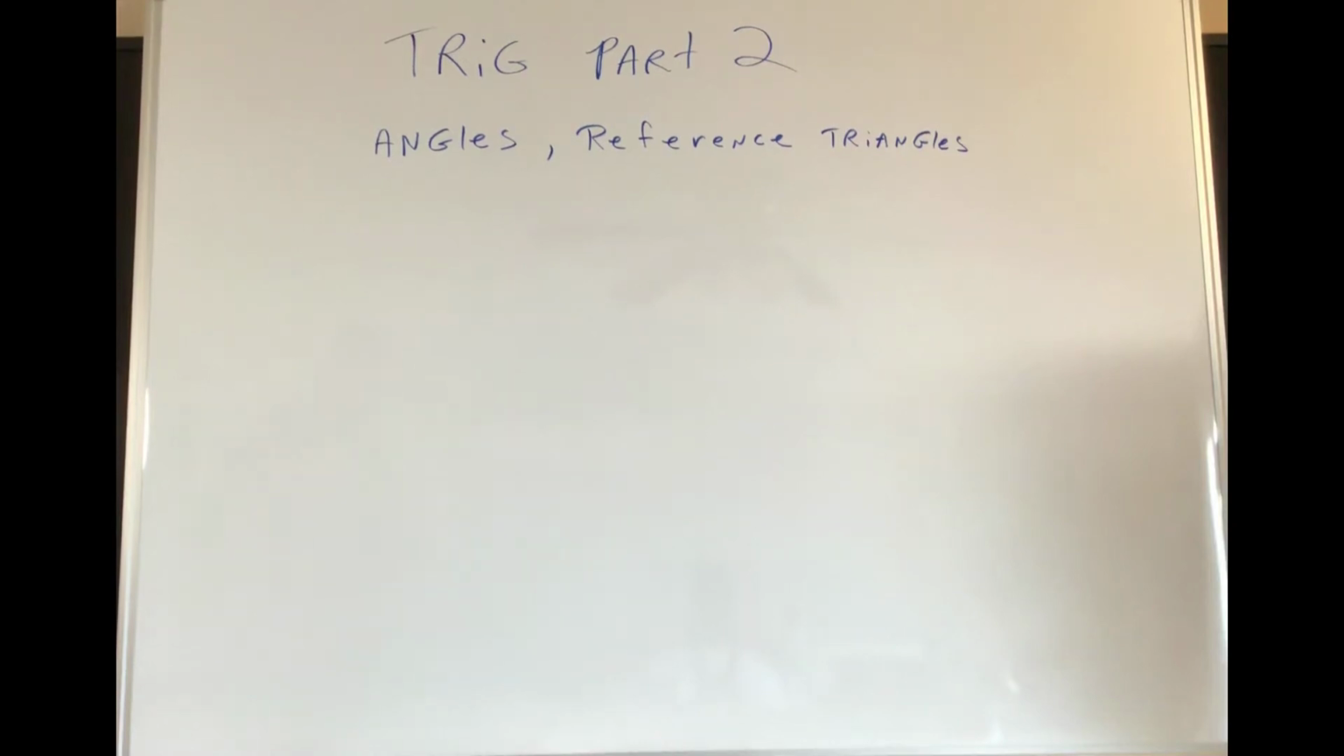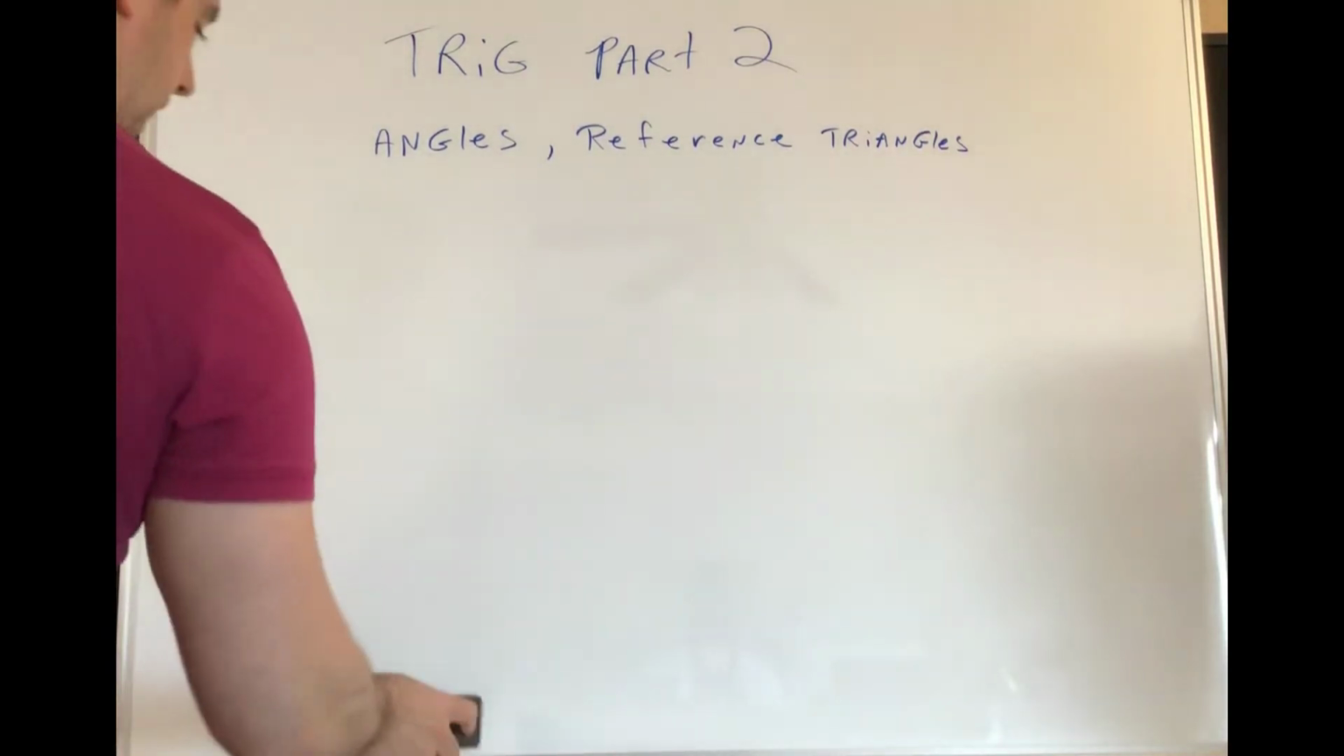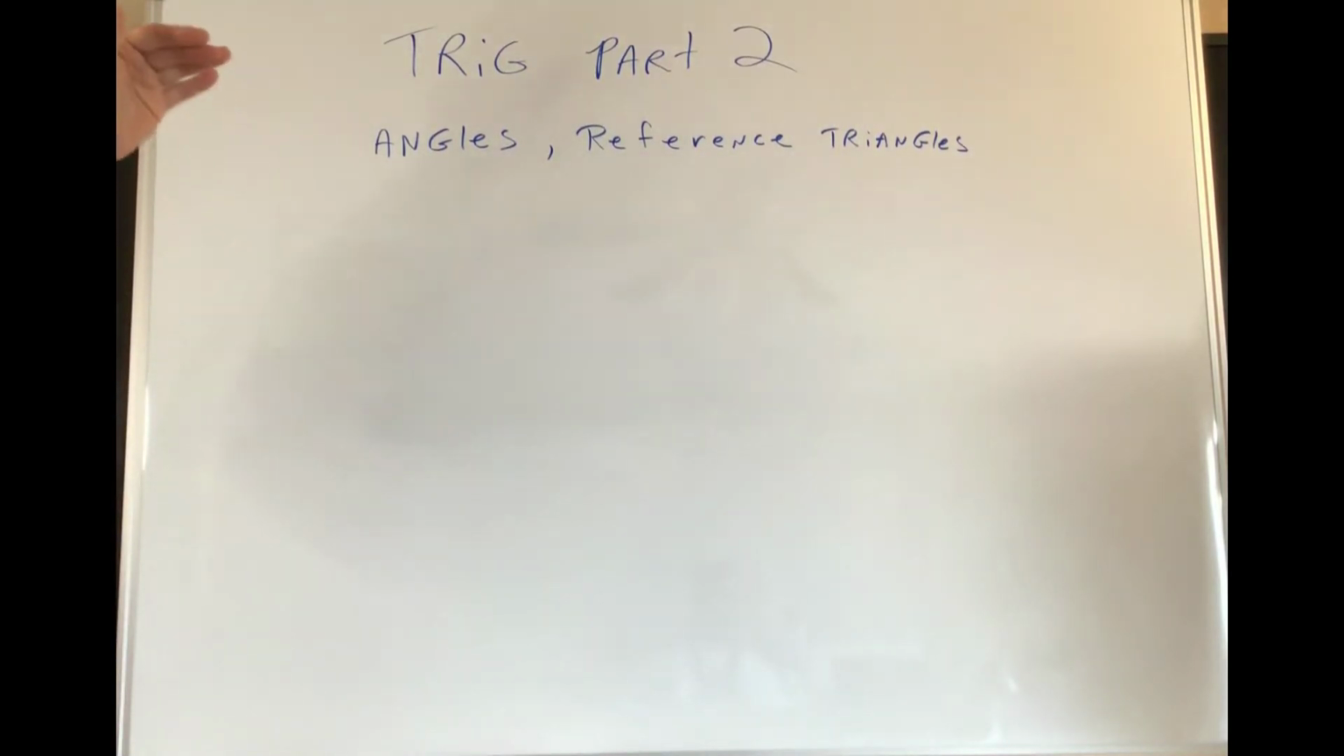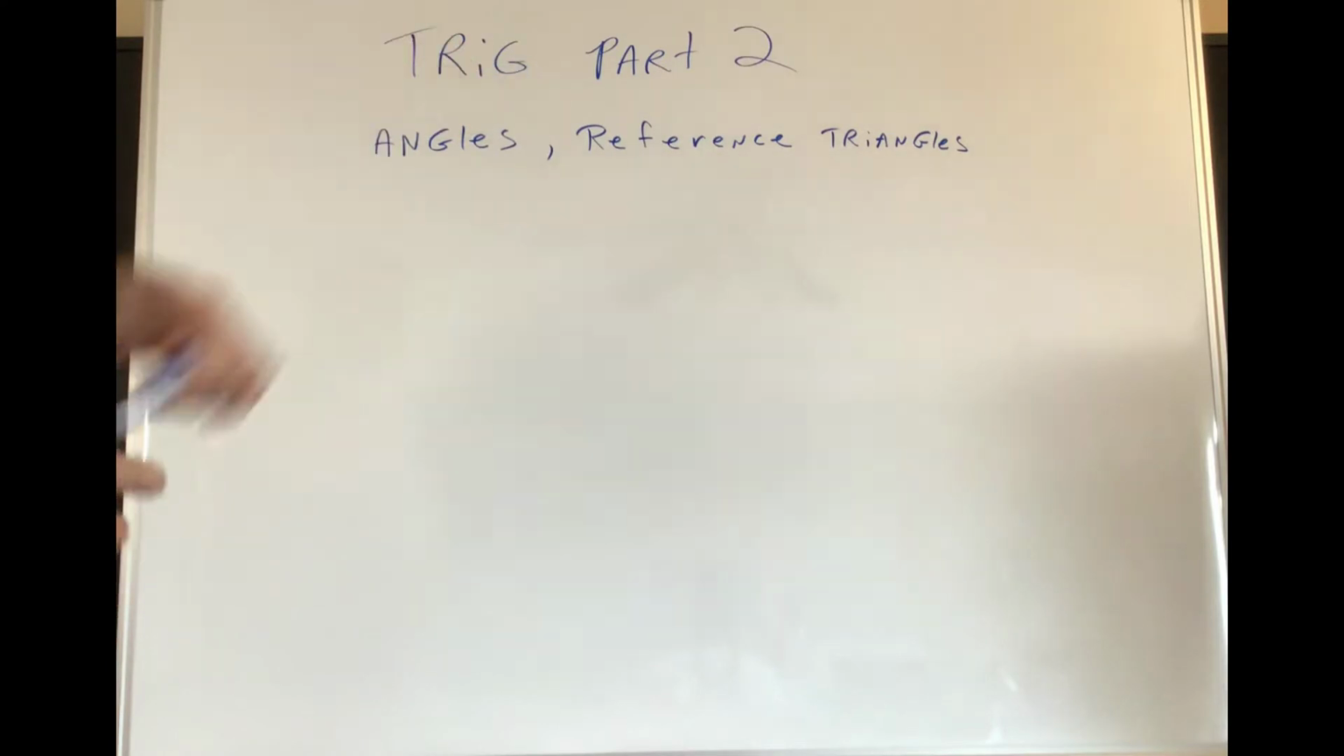Okay, the second Trig lesson. Now, this lesson is going to seem a little weird and disjointed, but again, the first couple of Trig lessons are important because they give you all of the preliminary information you need to do the more advanced stuff. What I'm going to talk about are angles and something called reference triangles. So first, I'm going to talk a little bit about angles. And like I said, the lesson's going to seem a little strange, and you're not going to see right away how it all ties together, but that's okay.